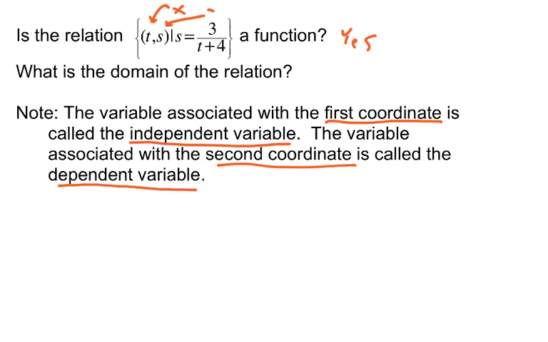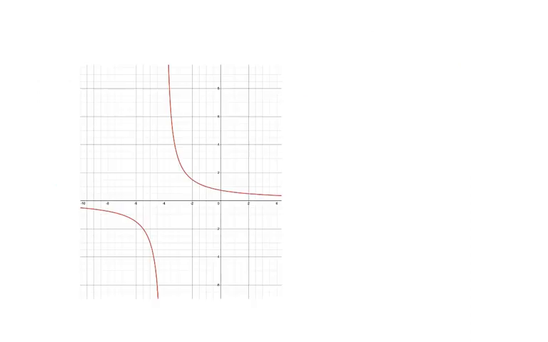What's the domain? Remember that one thing I said is you're not allowed to divide by 0. Negative 4, if I plugged it in for t, would make me divide by 0. The way I can represent this is I can say the domain goes from negative infinity to negative 4, don't use negative 4, skip over negative 4 and go from negative 4 to infinity. That way I'm skipping negative 4. Here's what the graph looks like, by the way. I hope that helps.